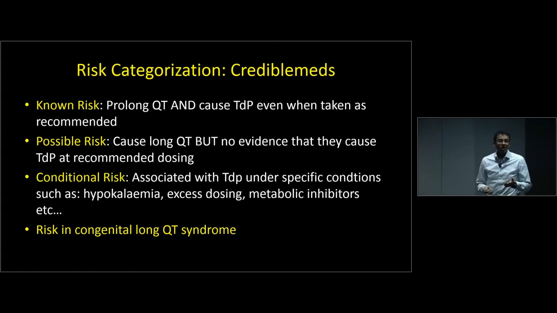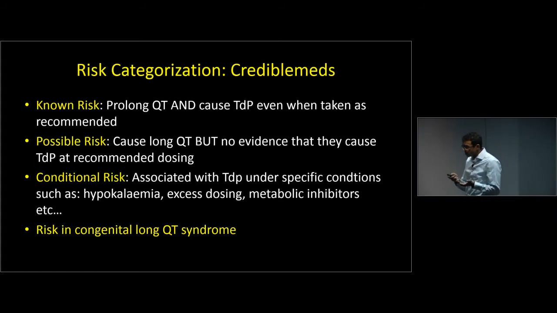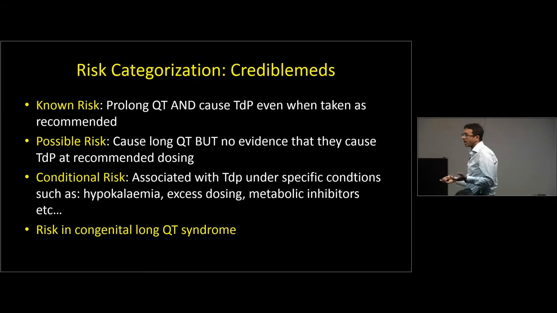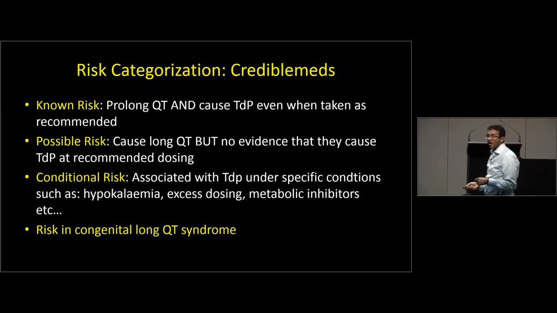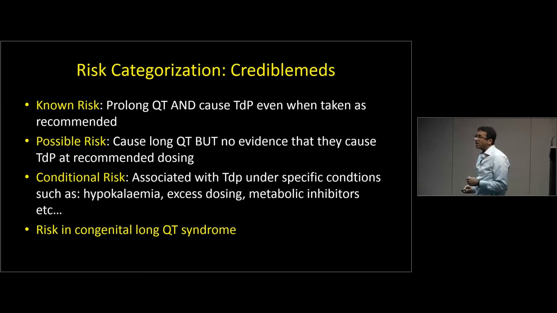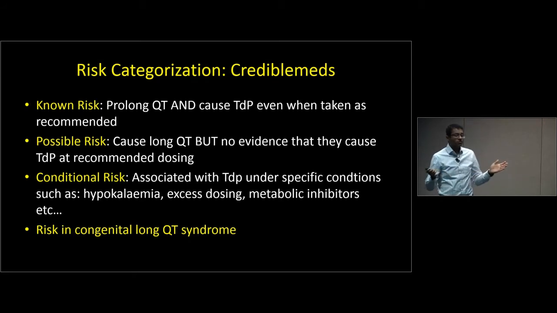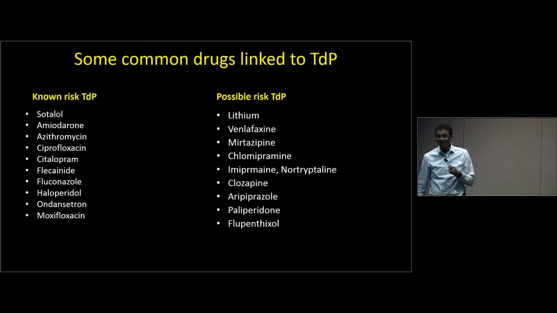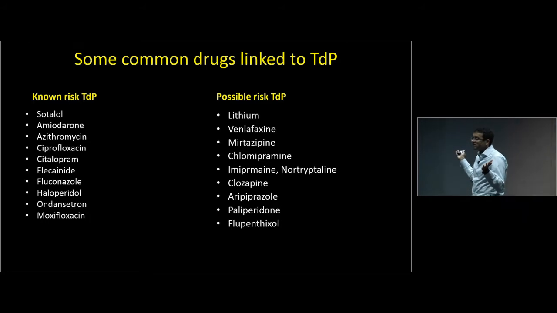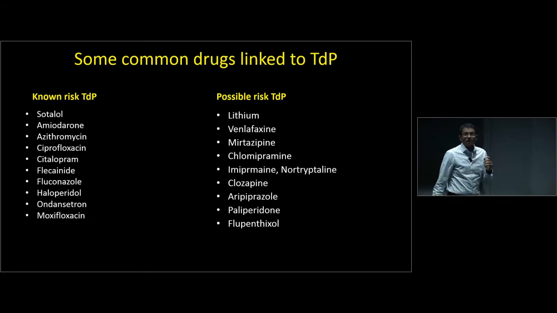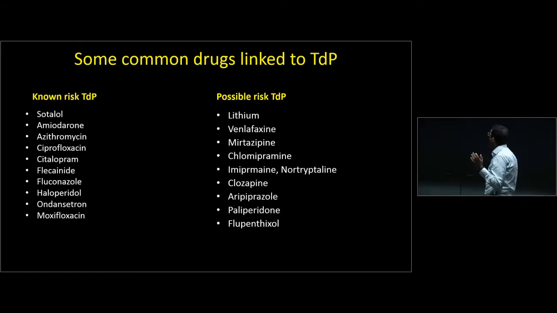Conditional risk requires some additional factors, and additional factors might include other drugs that prolong the QT, or metabolic derangements like hypokalemia or hypomagnesemia, whatever it might be. So there are a range of factors that can play in. I've put a couple of lists up here. These are not exhaustive drug lists by any stretch, but highlight some common drugs that cause long QT.